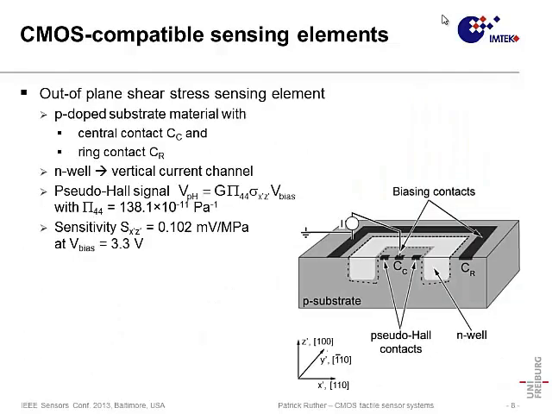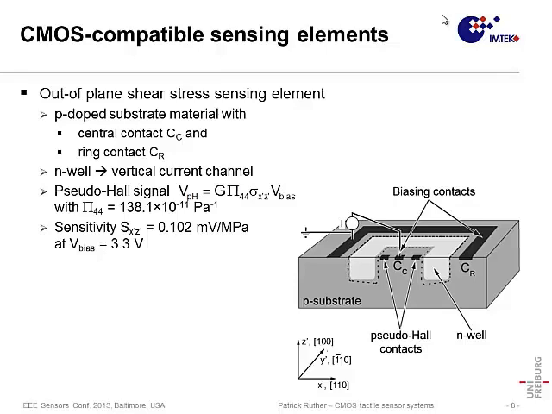Now, these are in-plane stress components. If you want to monitor out-of-plane stress in the wafers or in the silicon sensors as well, you have to come up with new ideas. And one new idea here has been developed in our group, where we use, again, a P substrate, and we generate a circular contact CR and the central contact CC, and we inject the current between these two contacts.